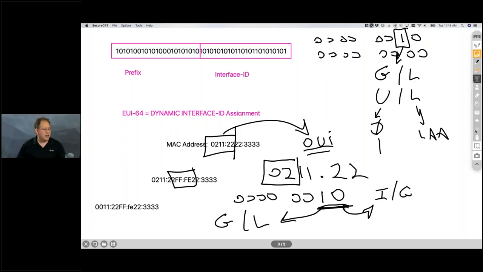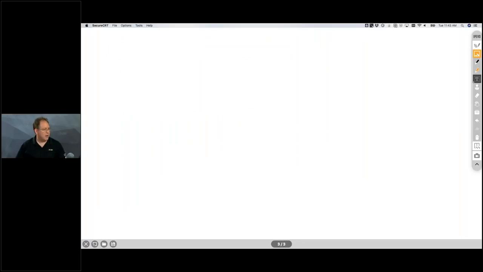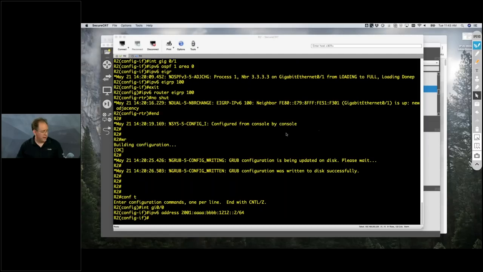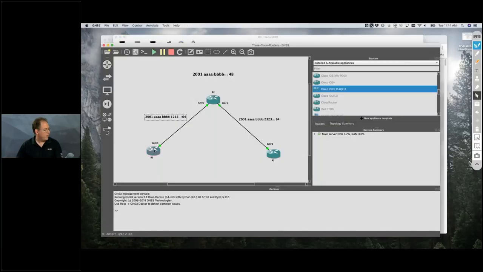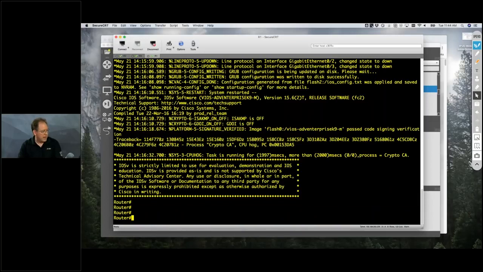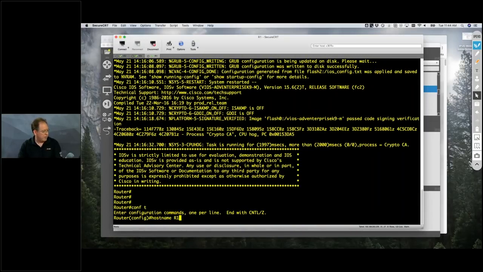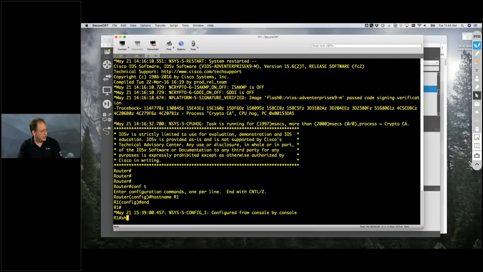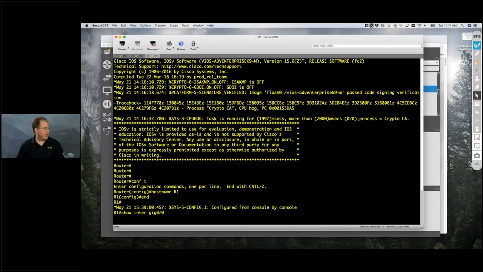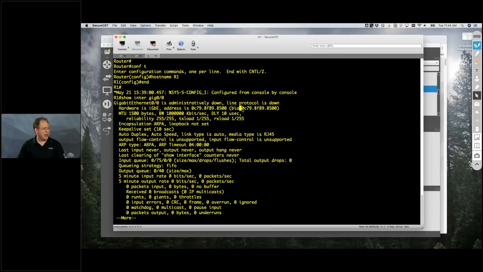So where you can see this in actual practice is right here. Like this device right here. Okay, let's take a look at router 1 for a moment. So I haven't done anything on router 1 yet. Haven't configured anything. Let's take a look at his gig 0/0. Show interface gig 0/0. Now notice, here's his MAC address right here.